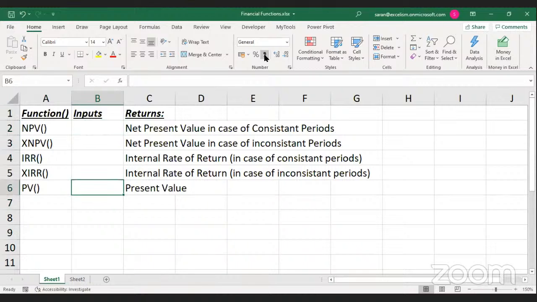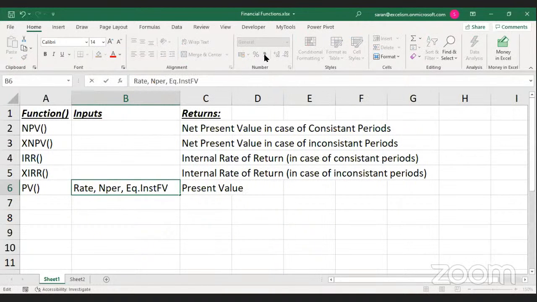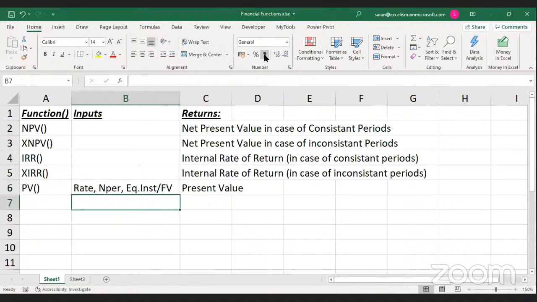So if I want to get the present value, there must be the rate, there must be the number of periods for which I need to take the discounting factor, and there must be either the PMT, which is nothing but the equated installment, or you should have a future value. Either of these two you should have. You can calculate the present value if you have an equated installment, or else if you have a future value, then you can get the present value. So these all must be the inputs. Do you think any of the inputs I missed?